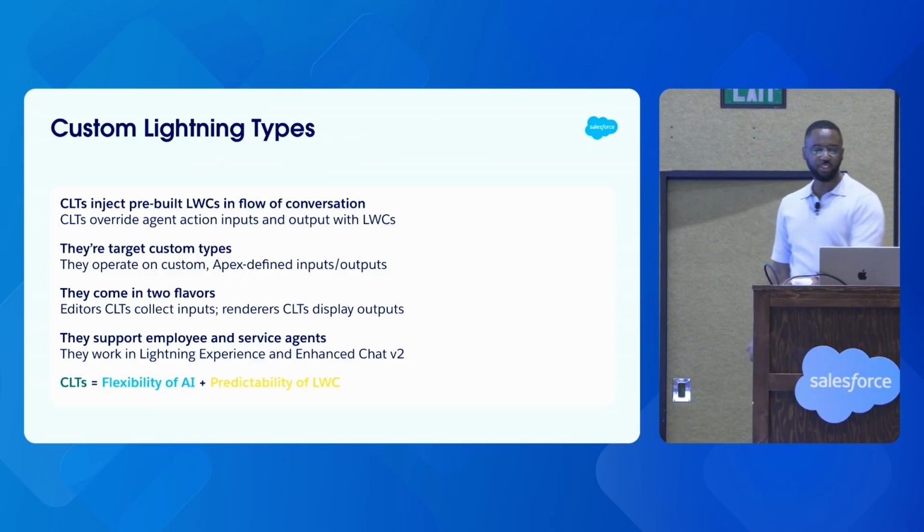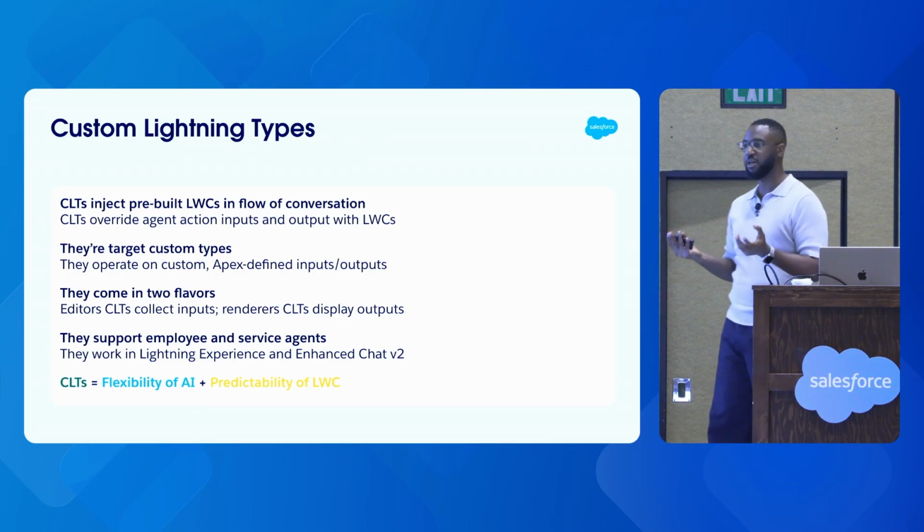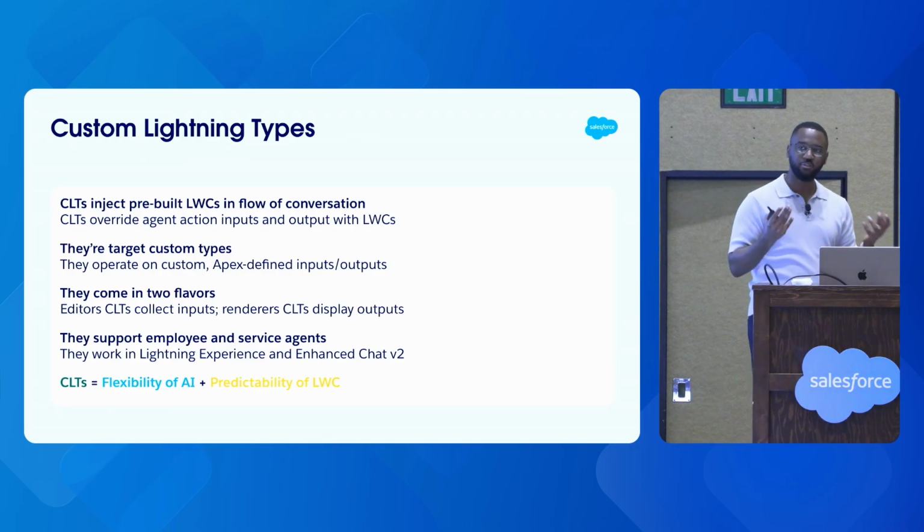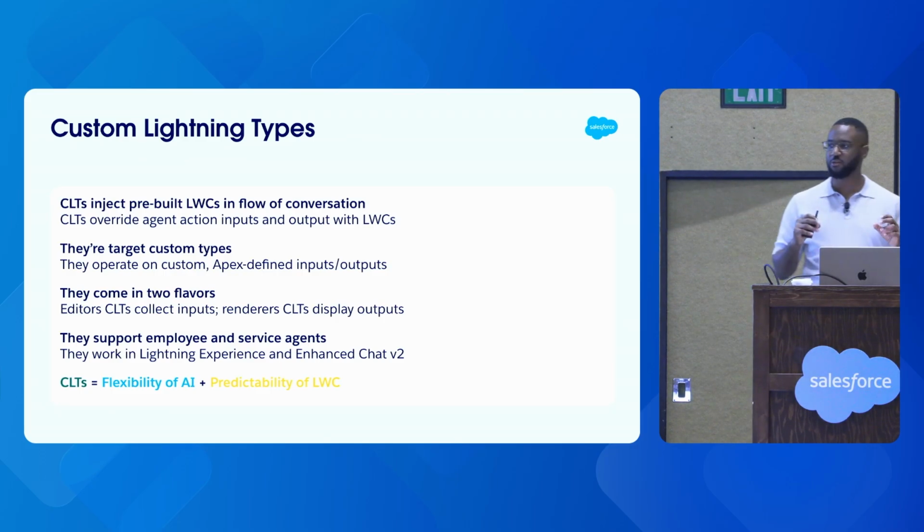But essentially, what custom lightning types are is a type of metadata inside of Salesforce. And they allow you to inject pre-made Lightning Web Components in agent conversations. What they essentially do is let you take a Lightning Web Component and take some data that might come from an agent action and just tie them together.